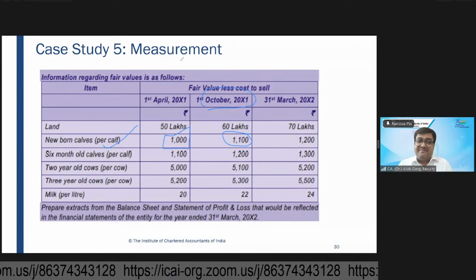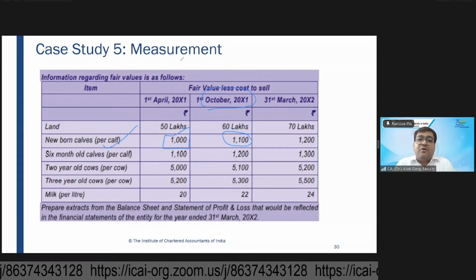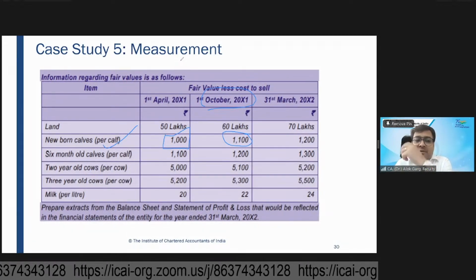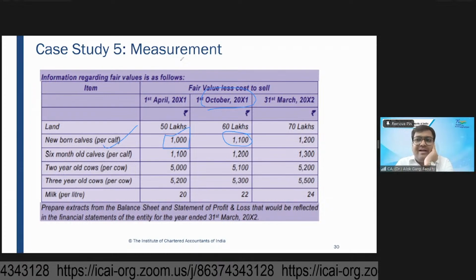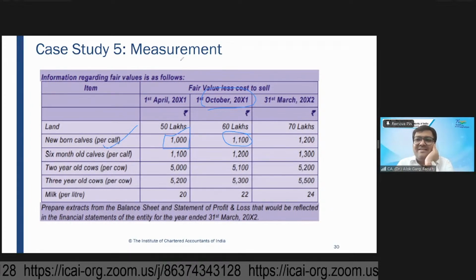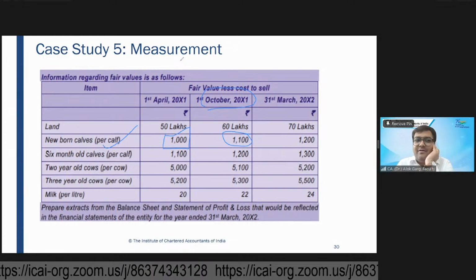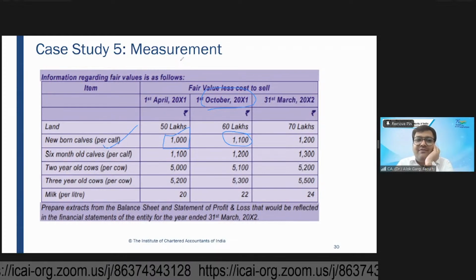Is it relevant? The calves were born on 1st October 20x1. So when the calves were born, will you recognize the asset? Yes, you will recognize the biological asset. At what value? Fair value less cost to sell. What is the quantity of this calf?